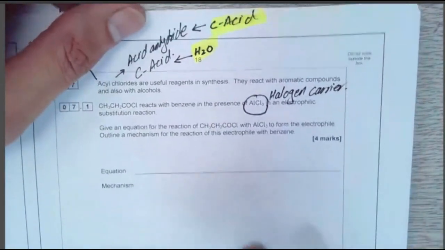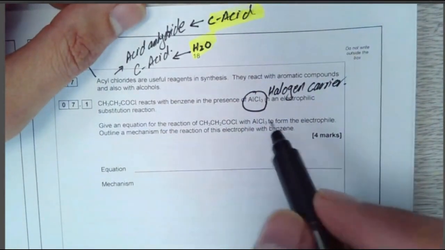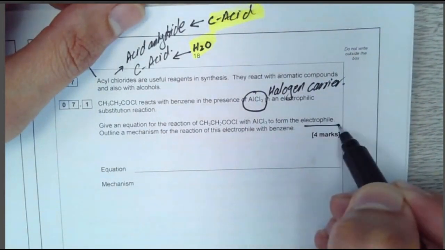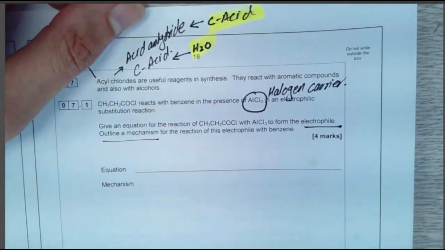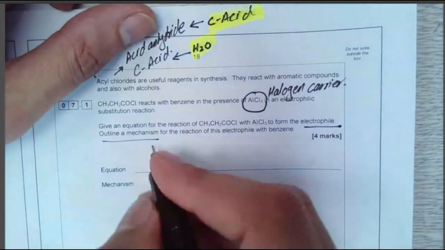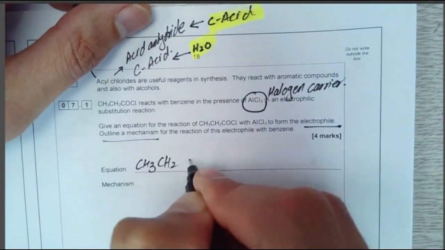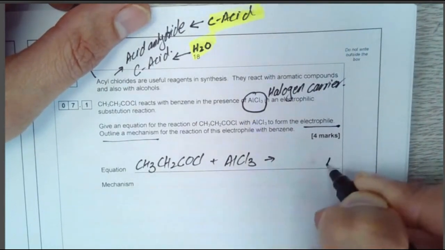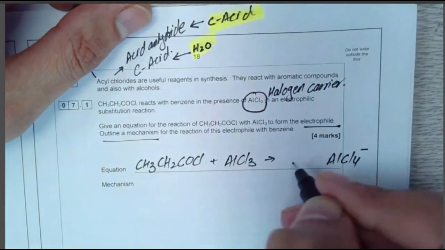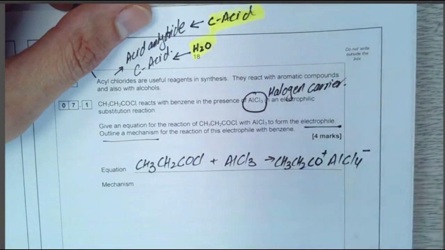So what will happen in this case? Again, I'll say the equation will be: given equation for the reaction with this to form the electrophile. So generation of electrophile, and then we have to outline the mechanism. I can say the equation will be CH3CH2COCl plus AlCl3. This will change to AlCl4 negative and CH3CH2CO positive.